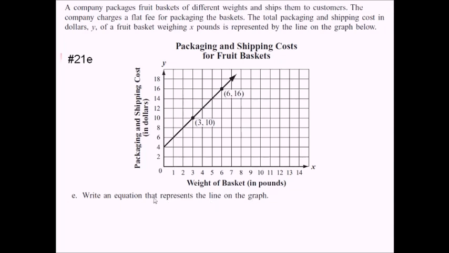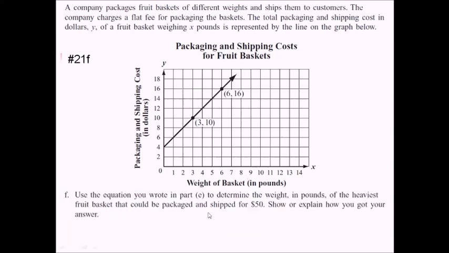For part E, write an equation that represents the line on the graph. So this looks like a good candidate for y equals mx plus b because we have the slope and we have the y-intercept. They actually made us find those earlier on. So our slope, remember, was 2. The y-intercept, that was the very first thing we found in part A. That was 4. So we can write then that y equals 2x plus 4.